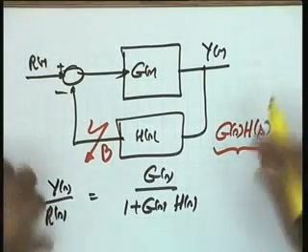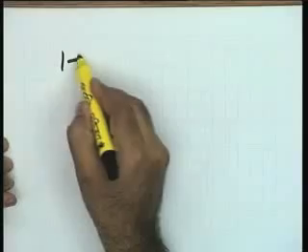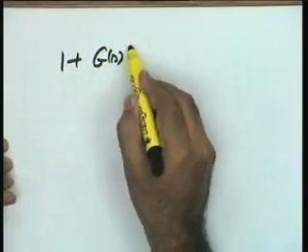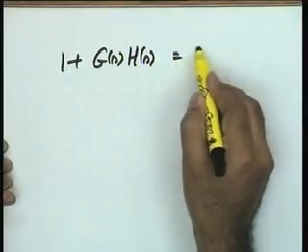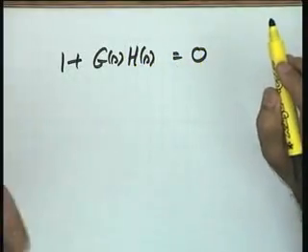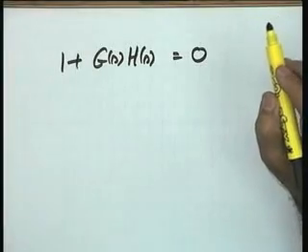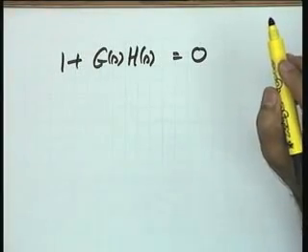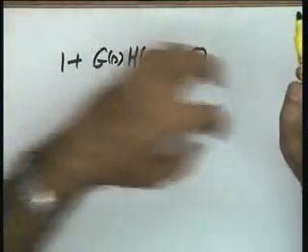Okay. So, I see that the characteristic equation of this system becomes 1 plus GsHs equal to 0, where Gs into Hs is the open loop transfer function, and I am interested in the roots of this equation, because the roots of this equation I know are nothing but the closed loop poles of the system, and they are going to give me the transient behavior of the system.